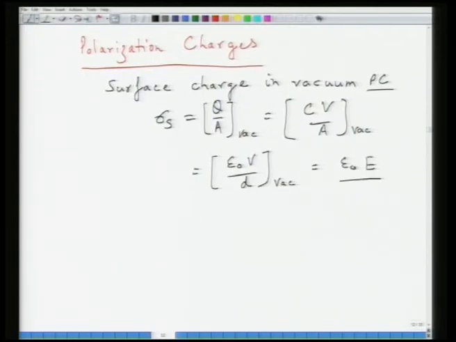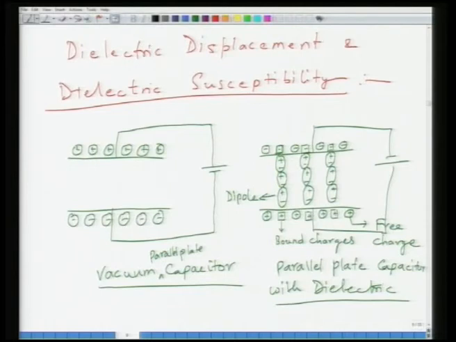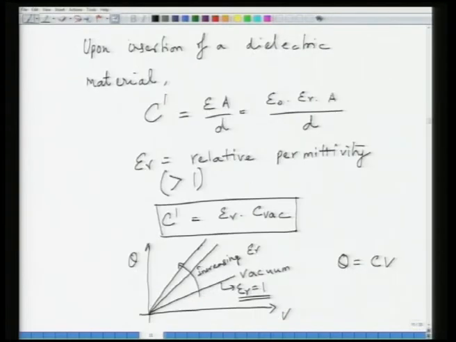So, the surface charge density in vacuum is equal to whatever the field is, generated because of the potential that you applied, multiplied by epsilon naught. Fair enough. Now, what happens upon insertion of a dielectric? When you insert a dielectric between these plates, as we know, if you go back to the previous figure and look at this picture, what you see immediately is there is a modification in the surface charge density. Now, what we are going to do is analyze this.